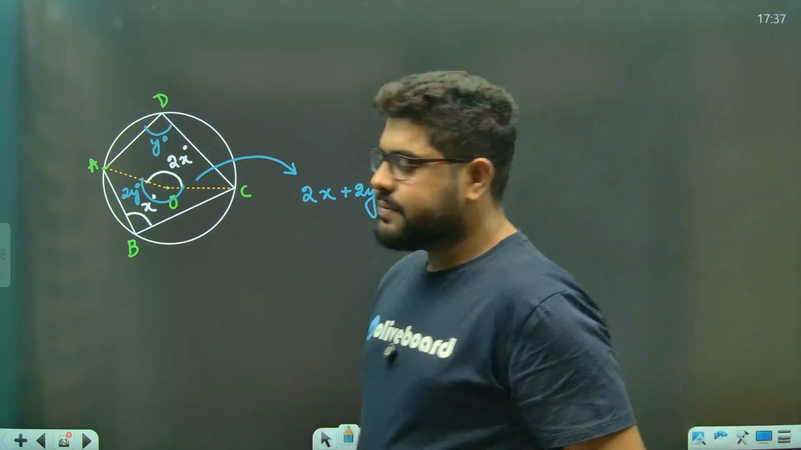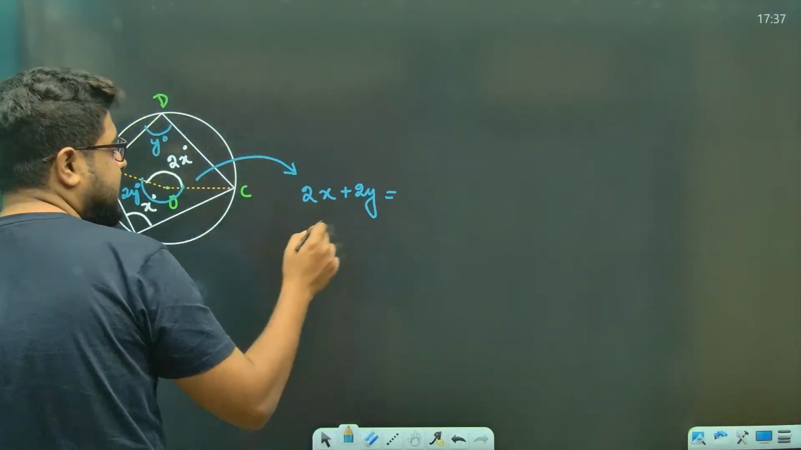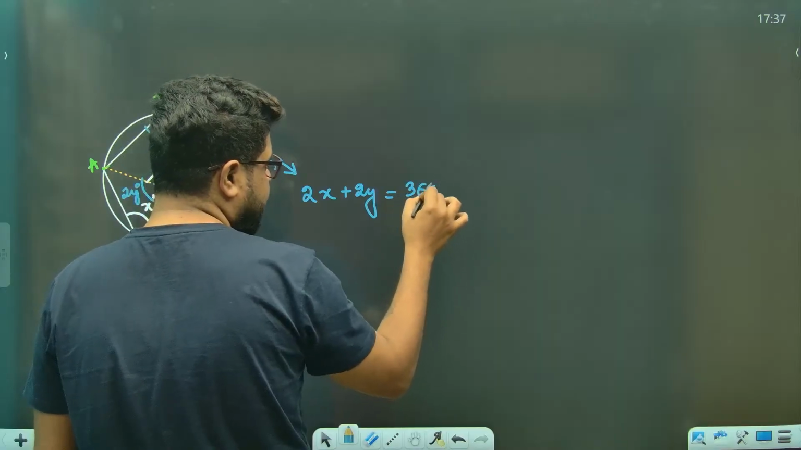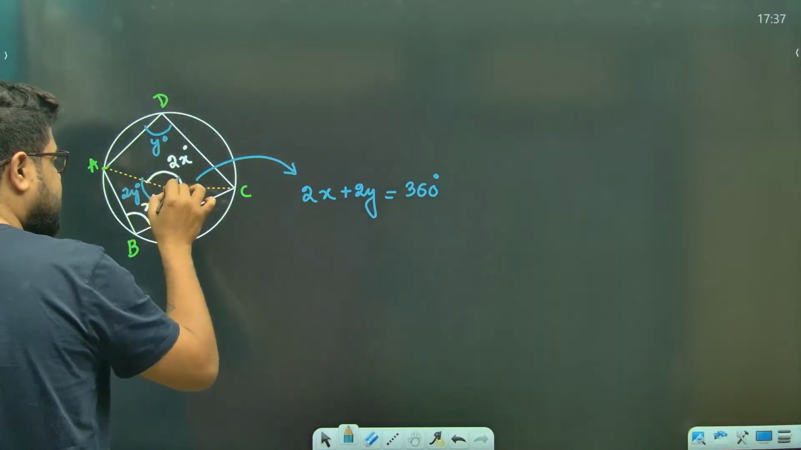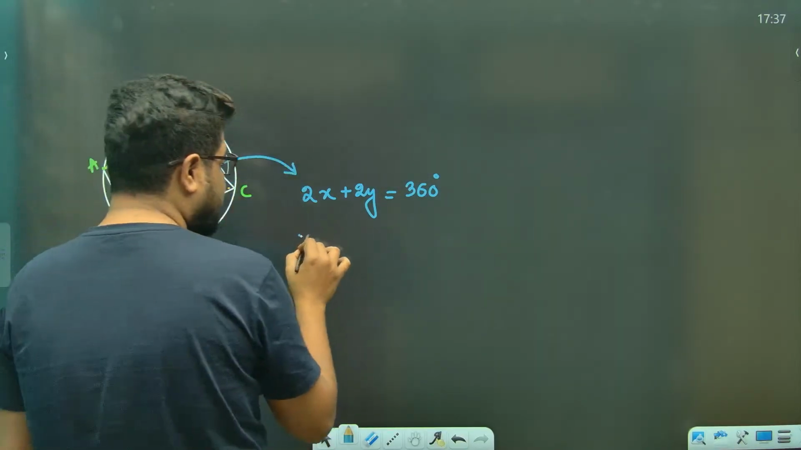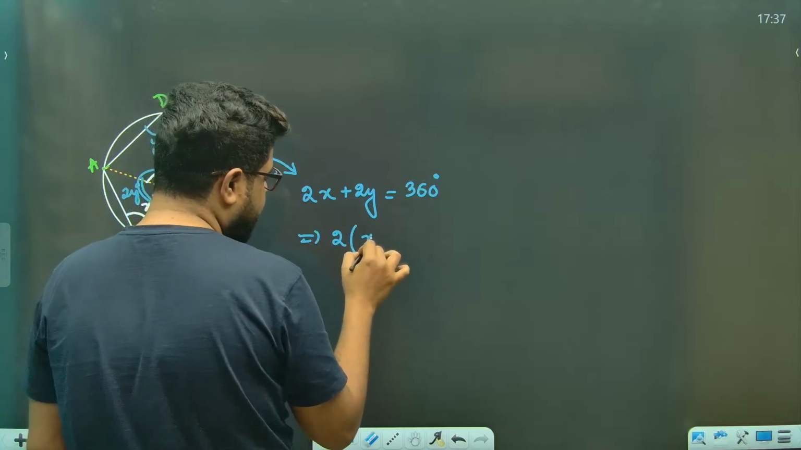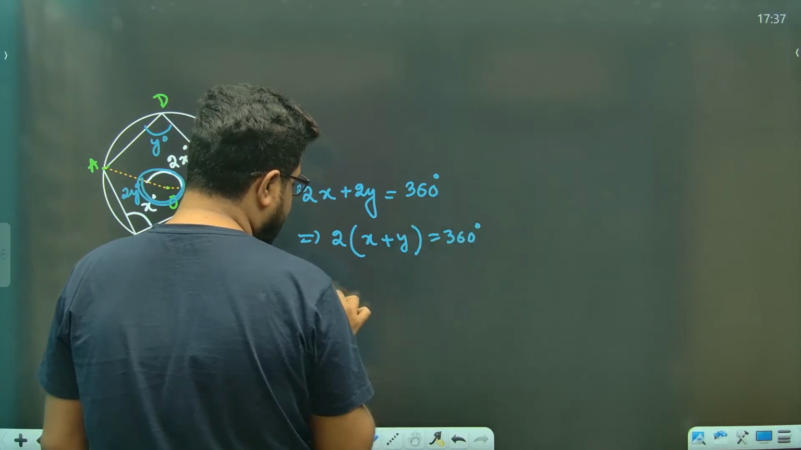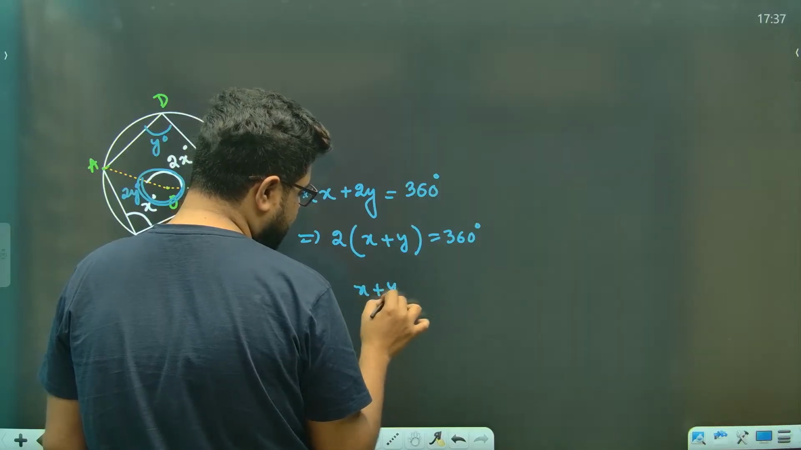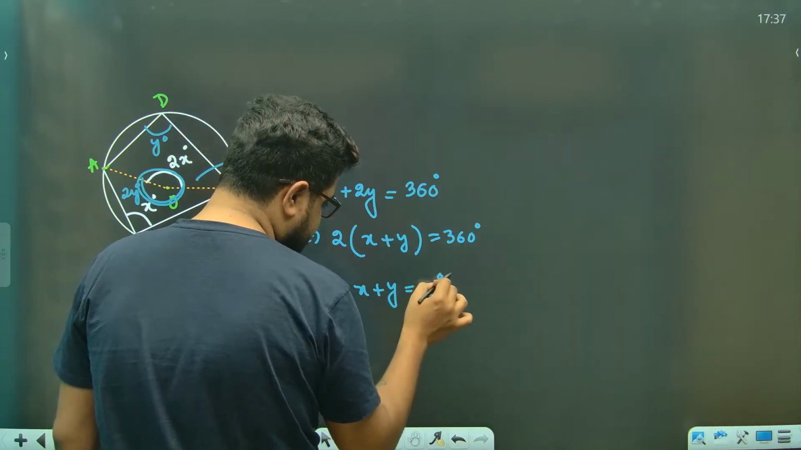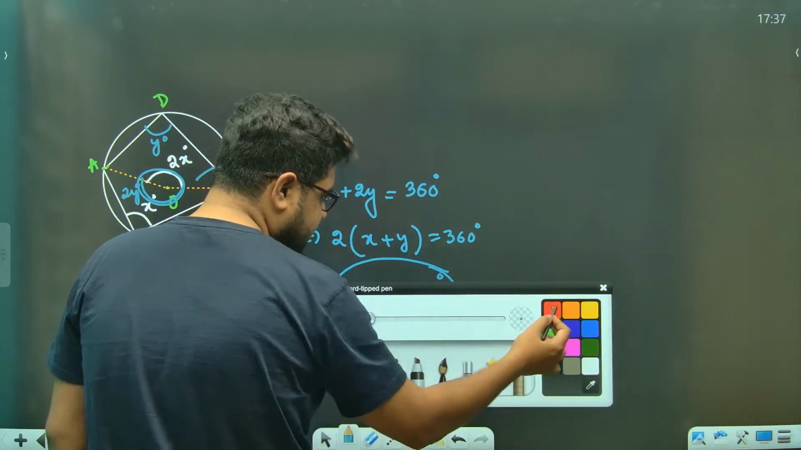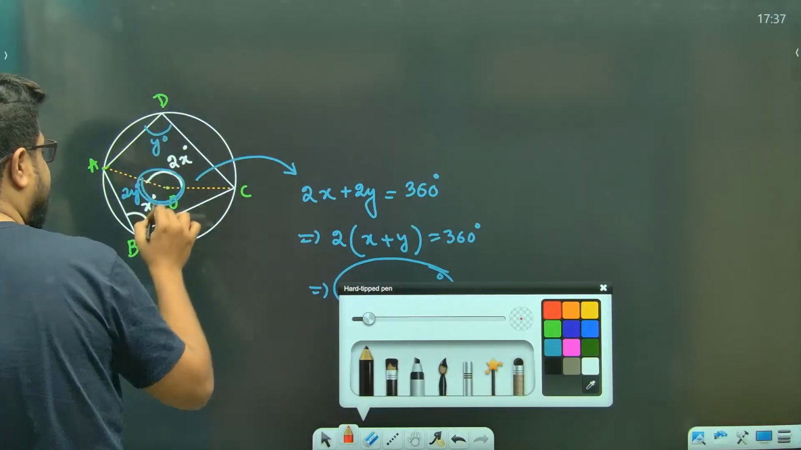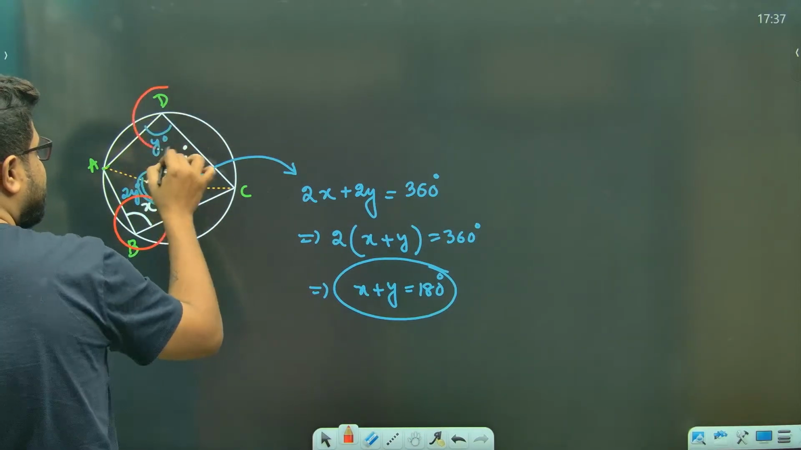Yes, so this is 360 degrees. Definitely, sir, I got the answer. So the total is a circle, so it's 360. So 2 you take common, x plus y is 360. Sir, what is the value of x plus y? You see what was x and what was y, sir? Sir, x was this and this was y.